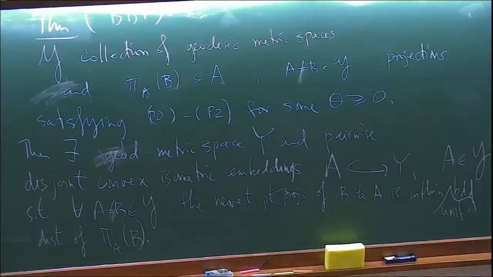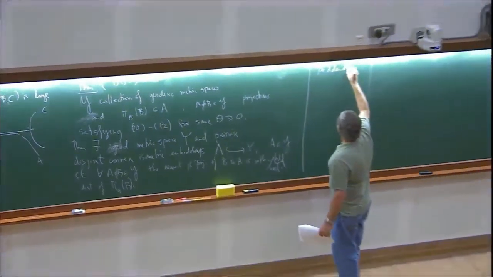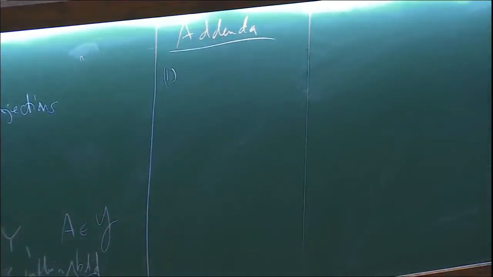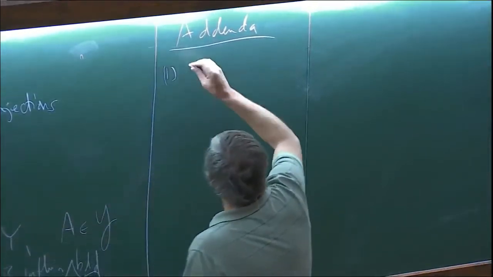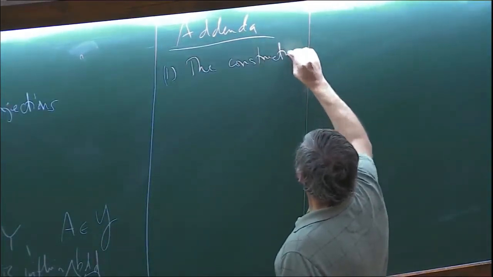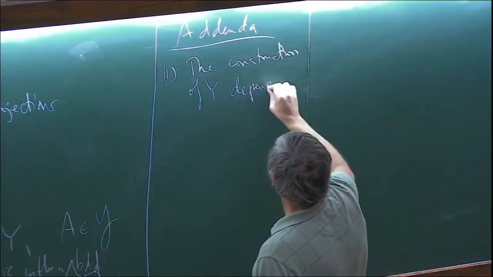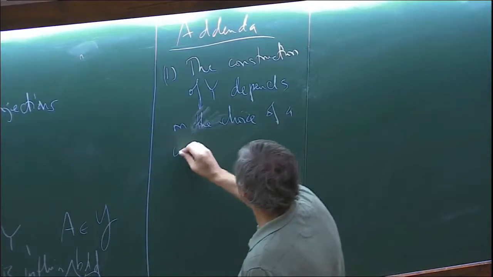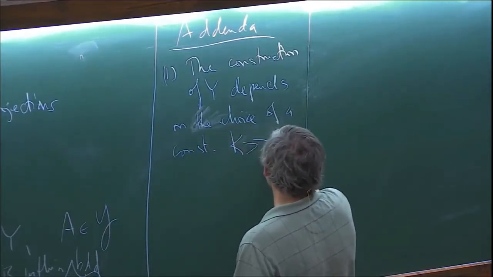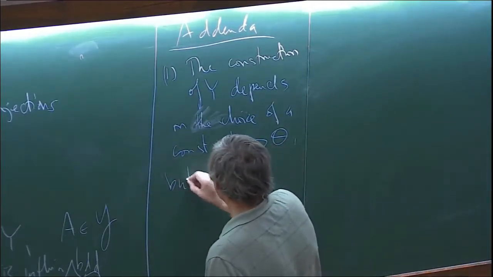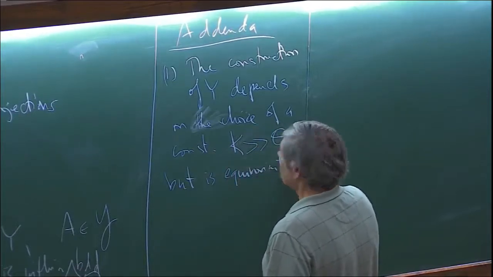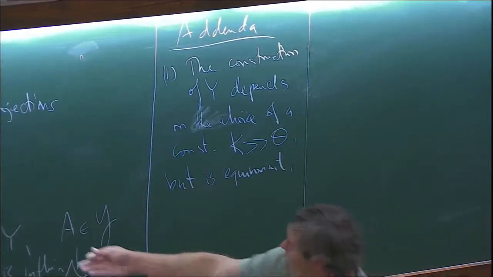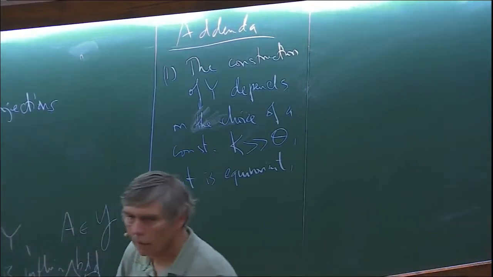And then there are various addenda here. Maybe I'll just list some of them. The first one is that this whole thing is equivariant. The construction depends on some choices. In particular, there is a certain constant k. So the construction of Y depends on the choice of a constant k, which is supposed to be much bigger than theta, but it is equivariant. In other words, if you have a group acting, preserving all the data here, just like in our examples, then the same group will act on the space Y, and it'll permute these A's and do the expected thing.